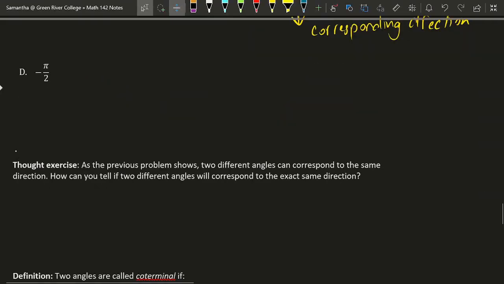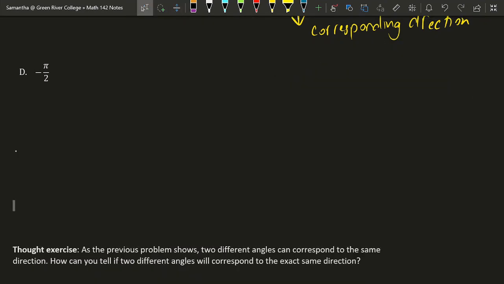Okay, let's finally do an exercise with a negative angle. Here we have negative pi over 2. Now negative pi over 2 is equivalent to negative 90 degrees. We've already converted pi over 2 to positive 90. Negative pi over 2 is just negative 90 degrees. So let's go ahead and draw this angle.